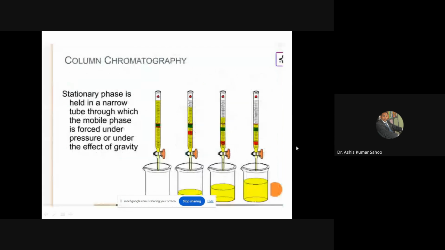Now column chromatography, a simple column. In column chromatography, we have a column and we load a mixture into it. One by one, the compounds will elute from the others. You can see the stationary phase held in a column. Different compounds come out: first red will come, then green, then another compound. So in column chromatography, we can separate a mixture of compounds one by one.